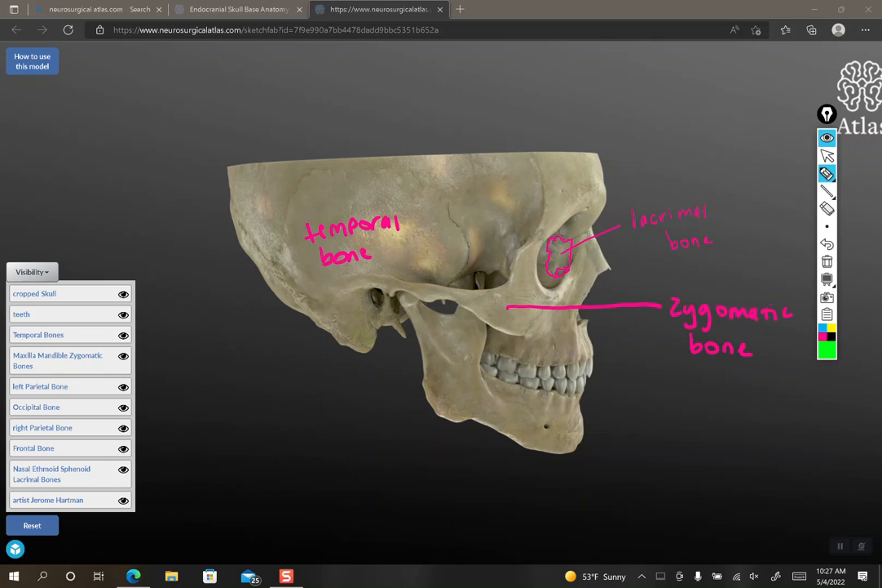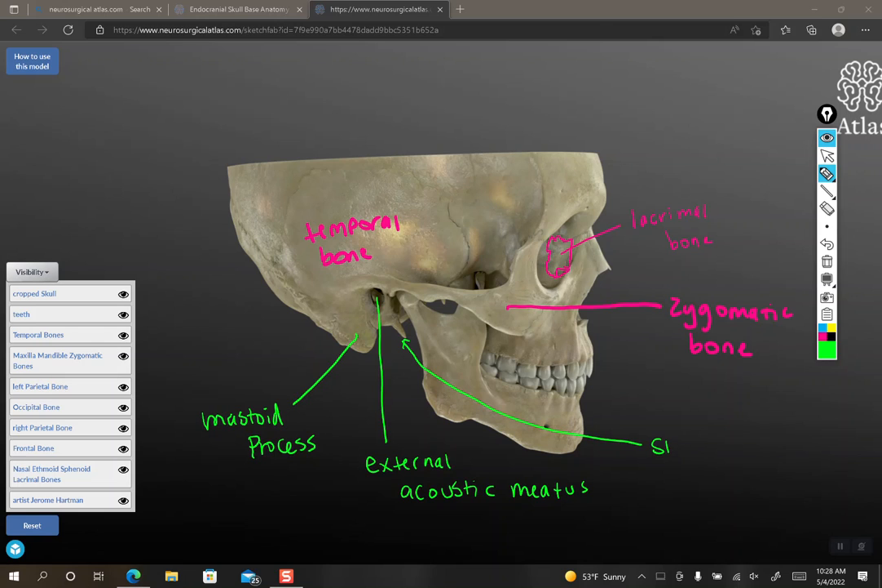So I have class starting in a couple minutes, so I'm just going to go through some bony features on the side of the skull, and then I'll conclude this video and we will pick up where we left off in the next one. So of the temporal bone, this is the mastoid process. Mastoid means breast-like. This hole is the external acoustic meatus, and this little pointy guy is the styloid process of the temporal bone.